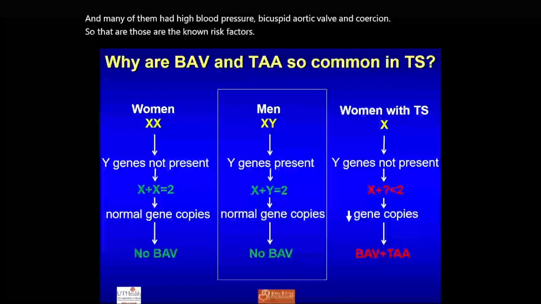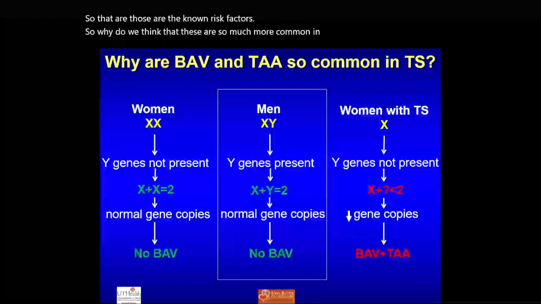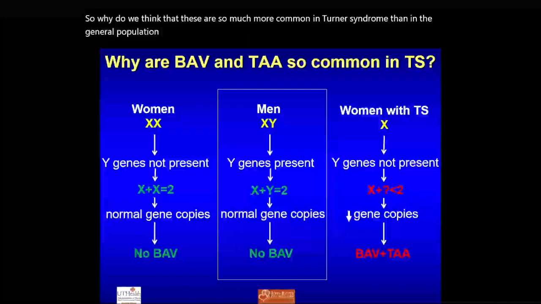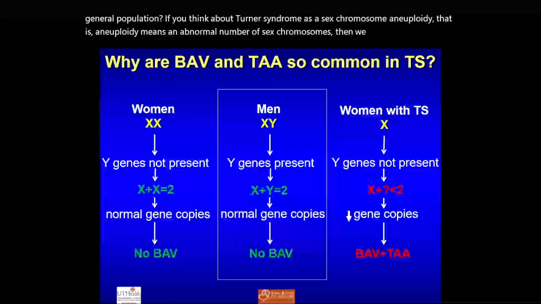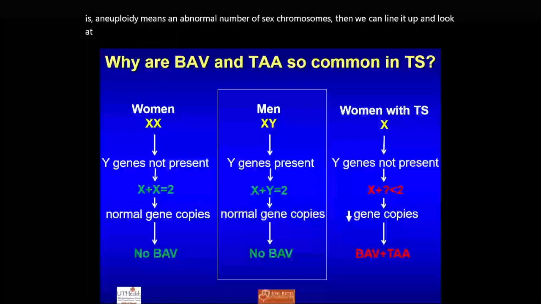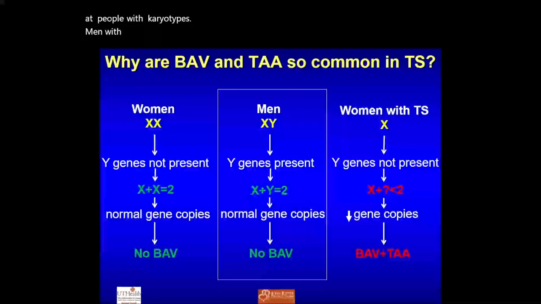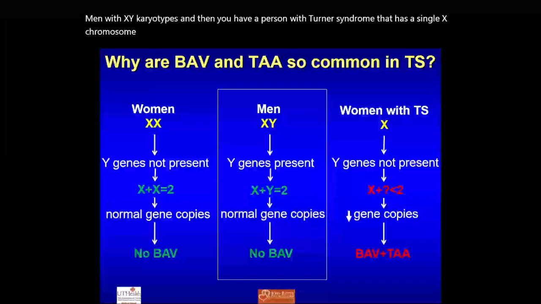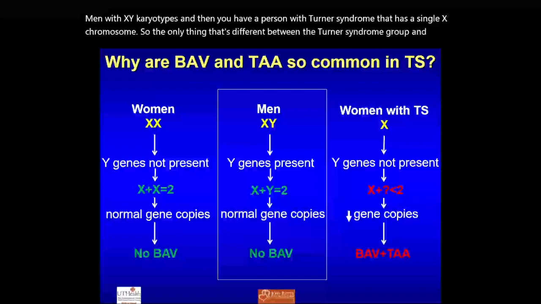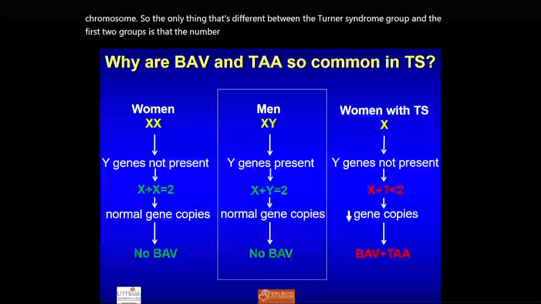So why do we think that these are so much more common in Turner syndrome than in the general population? Well, if you think about Turner syndrome as a sex chromosome aneuploidy, that is, aneuploidy means an abnormal number of sex chromosomes, then we can line it up and look at people with XX karyotypes, men with XY karyotypes, and then you have a person with Turner syndrome that has a single X chromosome. So the only thing that's different between the Turner syndrome group and the first two groups is that the number of sex chromosomes is less than 2.